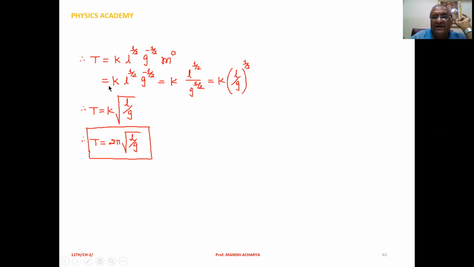So now we can rewrite this as T equal to K L raised to 1 by 2, g raised to minus 1 by 2. So we can rewrite it as K L raised to 1 by 2 upon g raised to 1 by 2. So K into L by g whole raised to 1 by 2. So we can write T equal to K under root L by g.